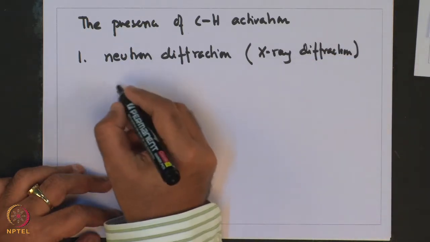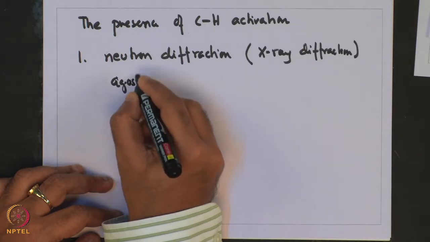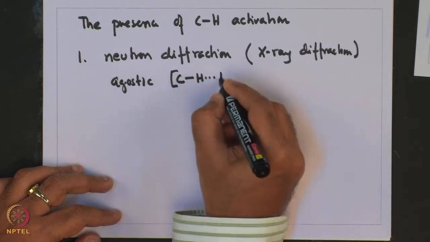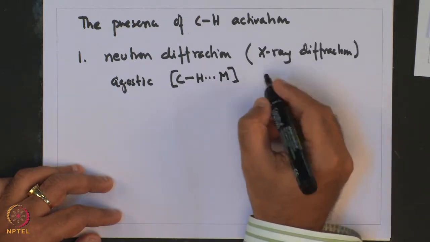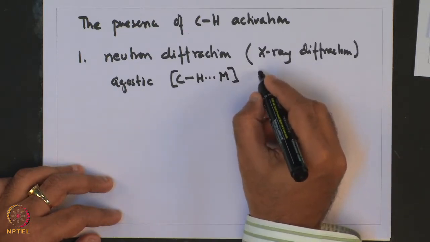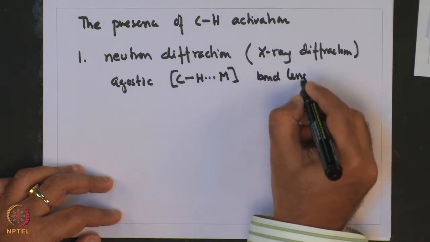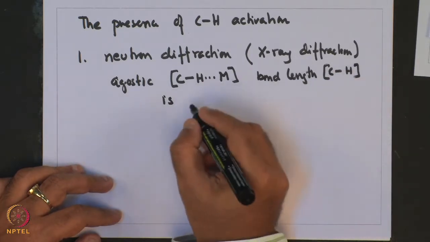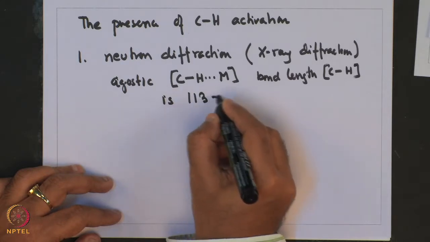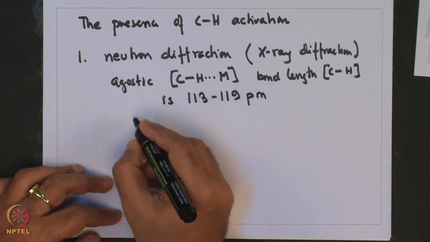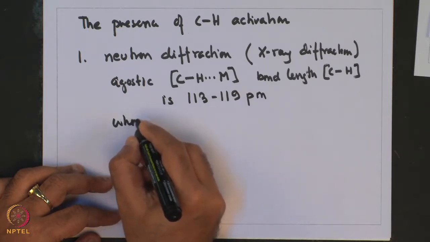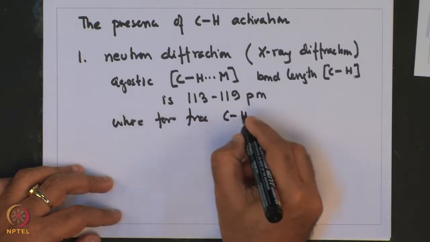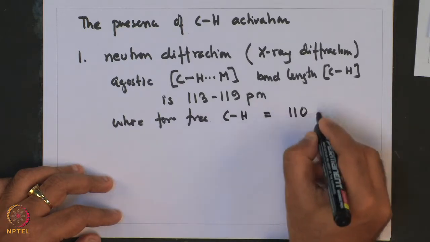Where Agostic CH bond length is around 113 to 119 picometer, whereas for free CH this is about 110 picometer.